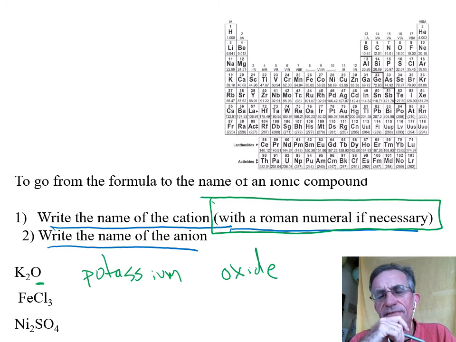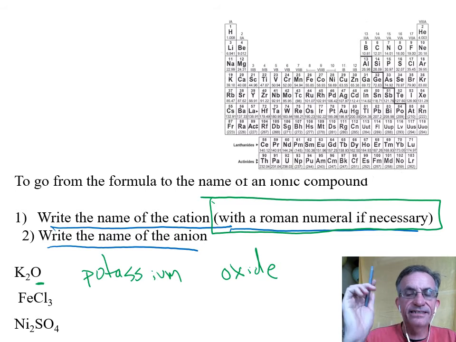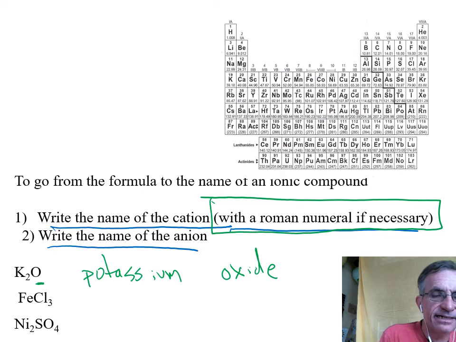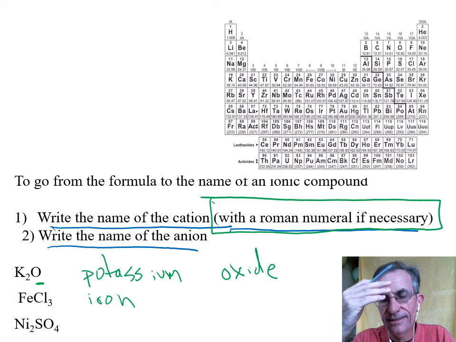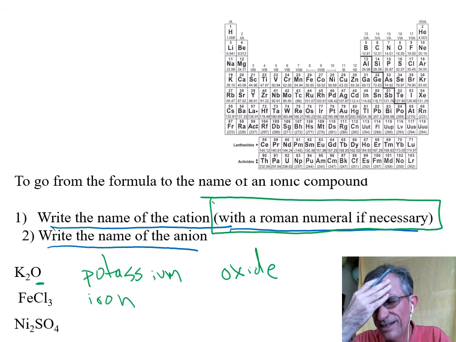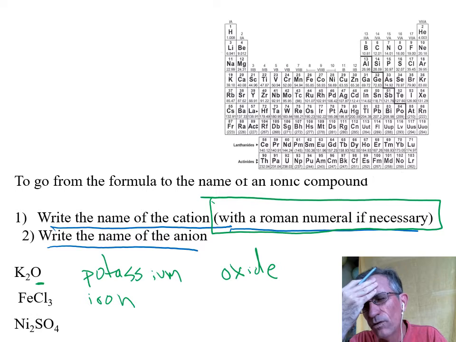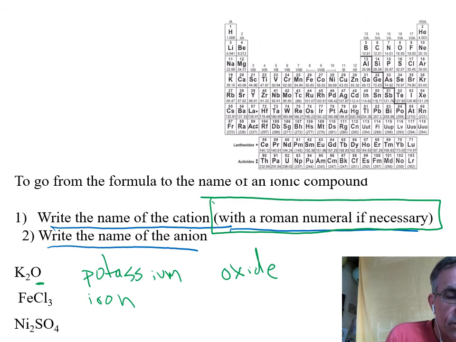All right, let's do another one. FeCl3. Write the name of the metal, the first thing you see. What's Fe stand for? Fe is iron. Then you write the name of Cl. What's Cl stand for? All right, it's chlorine, but when it's part of a compound, we don't call it chlorine anymore. It's got a negative charge. Chloride.